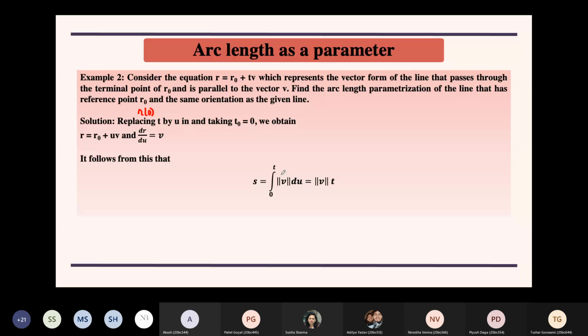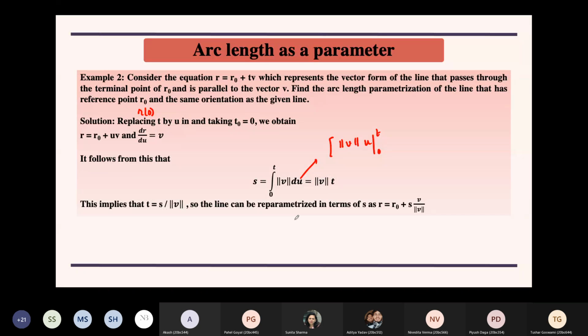So the norm of v with respect to u will be norm v into u, the integration part. After integration, you will get norm v into u, integral from 0 to t. Now when you put u as the upper limit t, you get norm v into t, minus, when you put u as 0, you will get 0. So this is the relation between s and t which you are going to get, and the relation is t is equal to s by norm v. That is the inverse function.